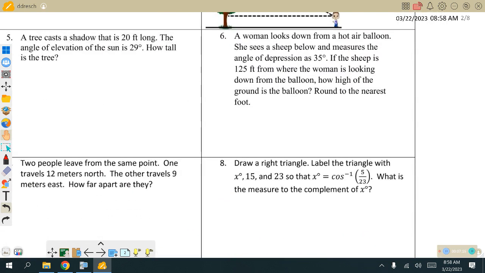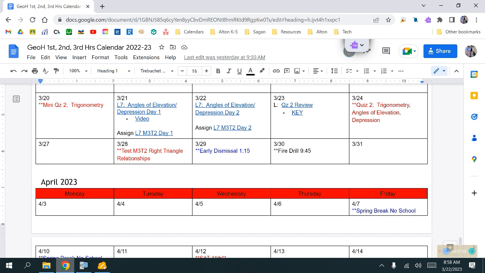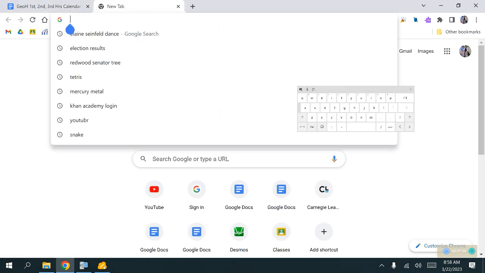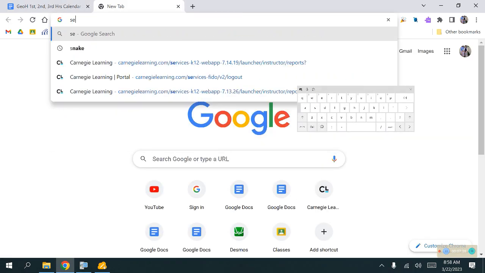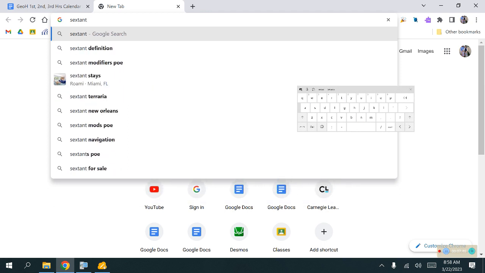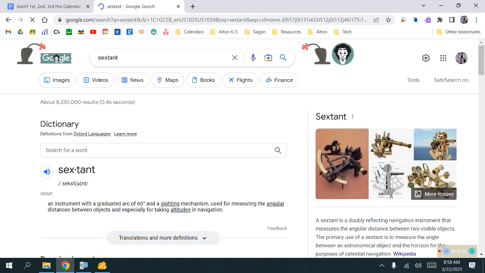All right. A woman looks down from a hot air balloon, sees a sheep below, and measures the angle of depression at 35 degrees. Now, how does somebody on a hot air balloon measure an angle of depression? Well, what instrument are you using to measure an angle of depression? The sextant. We all have a sextant, right? No, we don't.